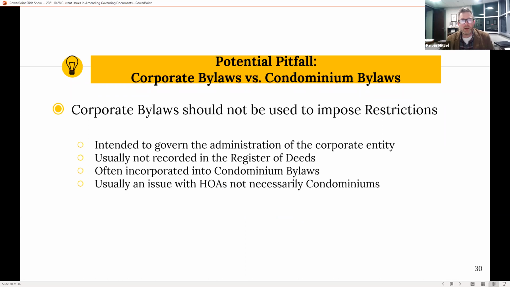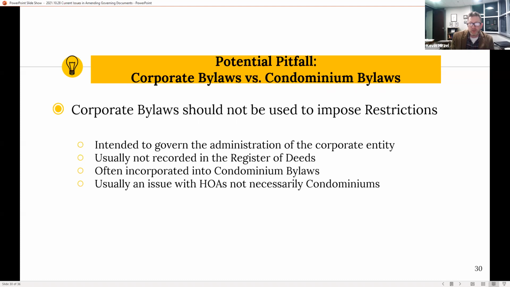One potential pitfall I wanted to mention is HOAs versus condos, corporate bylaws versus condominium bylaws. What I've been seeing a lot, especially in the HOA setting, meaning a non-condo setting, are communities that want to put into their corporate bylaws things that belong in their restrictions: rental restrictions, the ability to lien, the ability to impose fines. These don't relate to the corporate world, but instead relate to the obligation of the individual vis-a-vis their unit, vis-a-vis their lot.